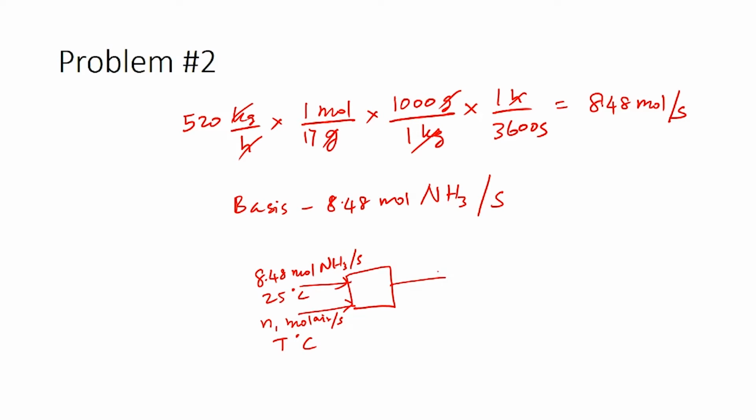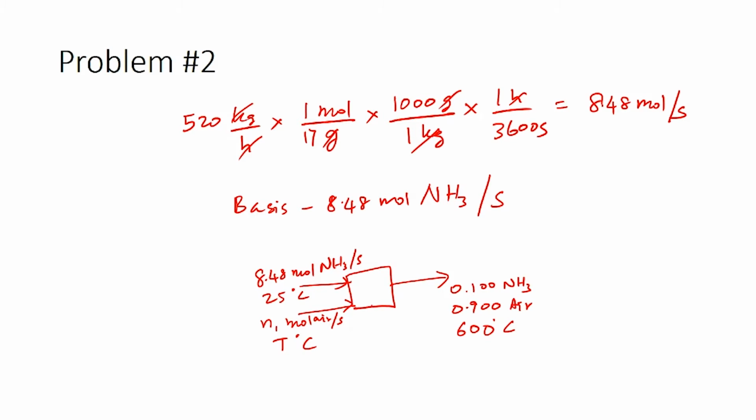We do know that the final mixture is going to have 10% ammonia, which is 0.1 ammonia and 0.9 air. This is the condition of the mixture, and we have also been told that the temperature of this mixture is 600 degrees Celsius.